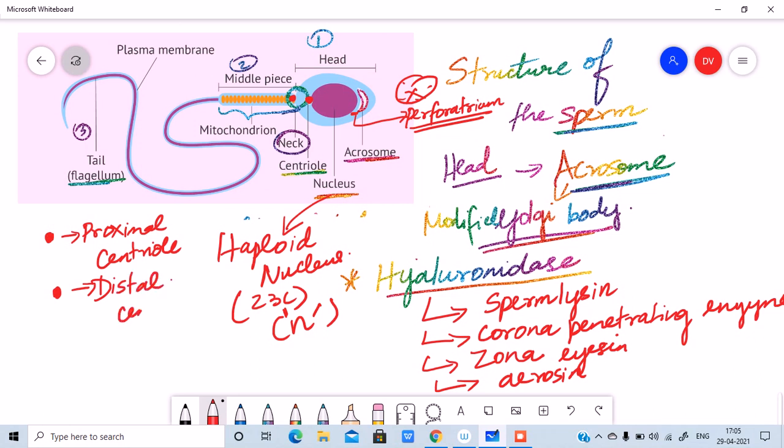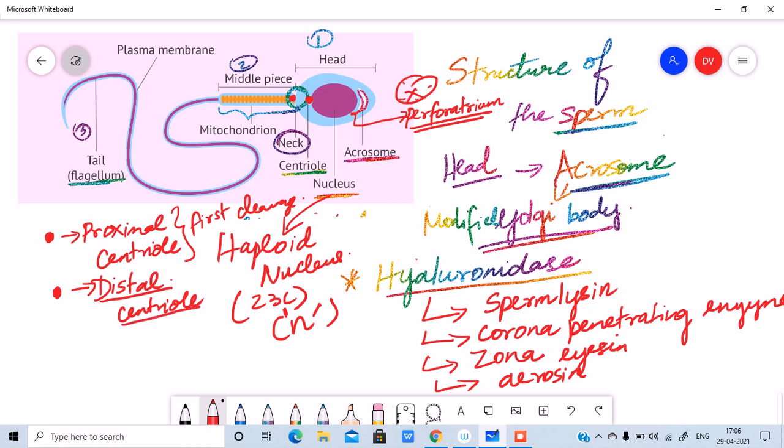Now what is the function of this centriole if you ask me? Proximal, which is near to the nucleus? What it does is that it is the one which brings the first cleavage. Very, very important. That is the one which brings the first cleavage of the zygote. First cleavage or the first division is brought about by the proximal centriole, because centriole brings about the division. Now what about the distal centriole?